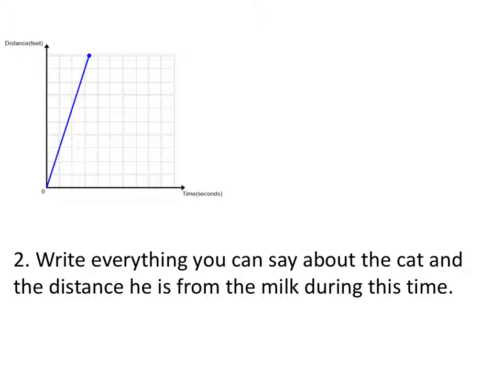All right, part 2, write everything you can say about the cat and the distance he is from the milk during this time. We already did that on that last problem.